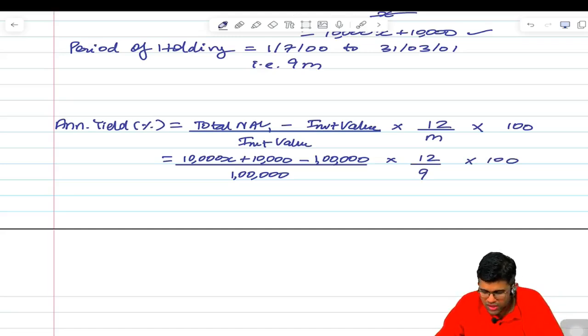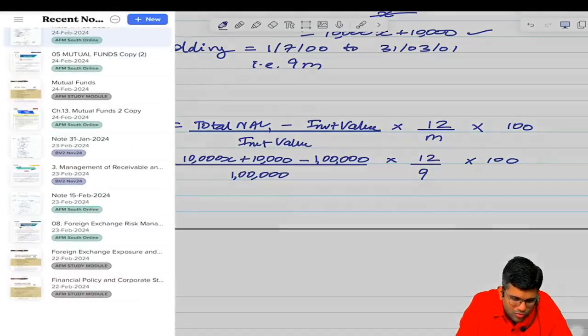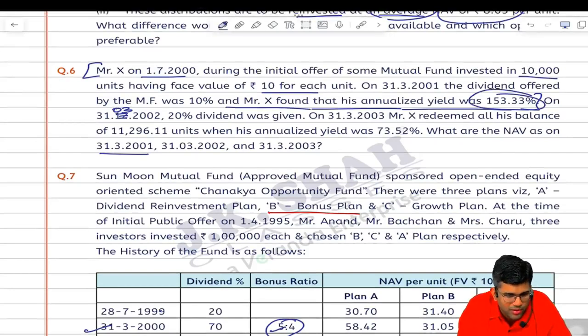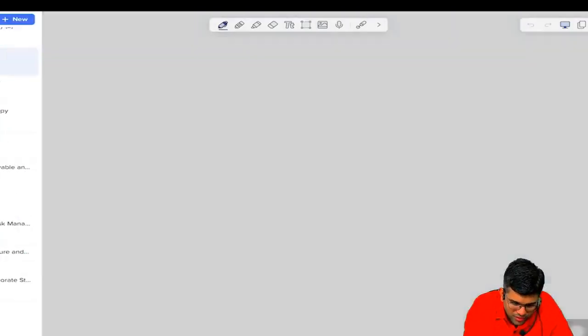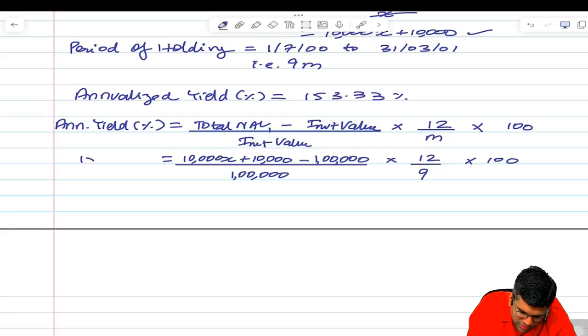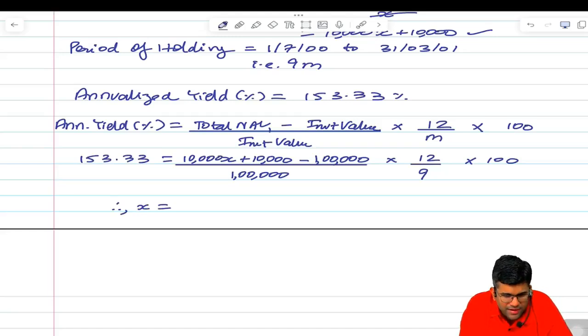But then, sir, how to calculate the X? I don't know. Oh no. Do you understand that in the question they gave you the annualized yield? You are able to understand the question now. They gave you the annualized yield as 153.33. So I'll write here, annualized yield is 153.33%. So if I put 153.33 here, we can easily find X.